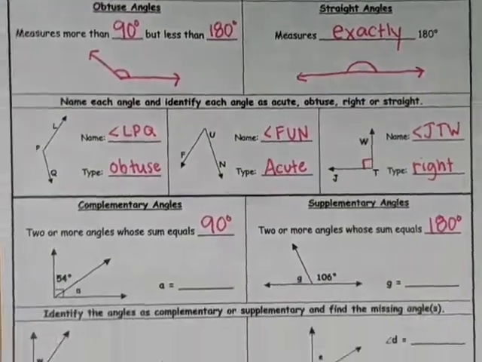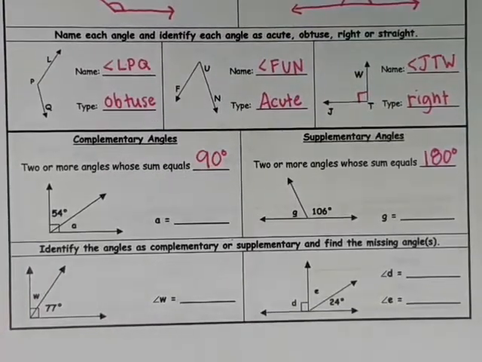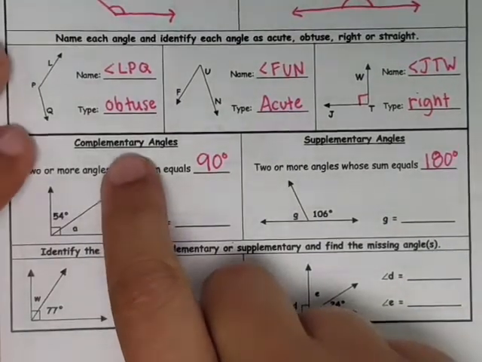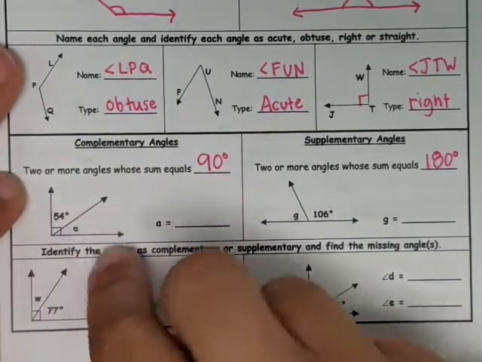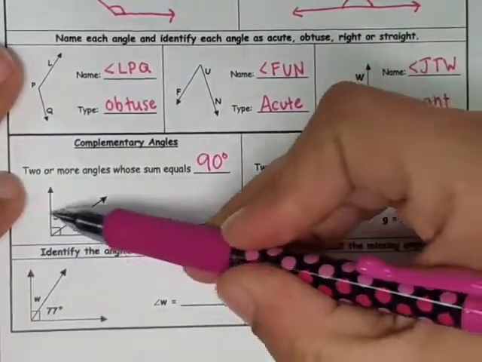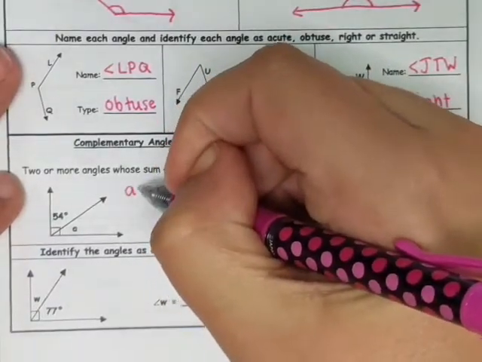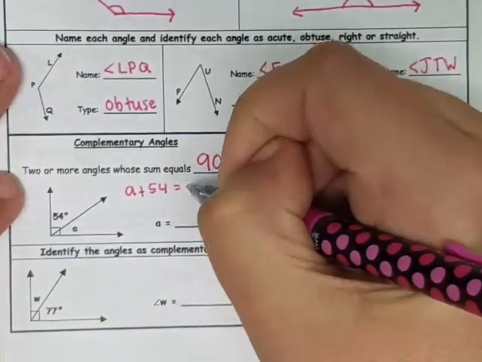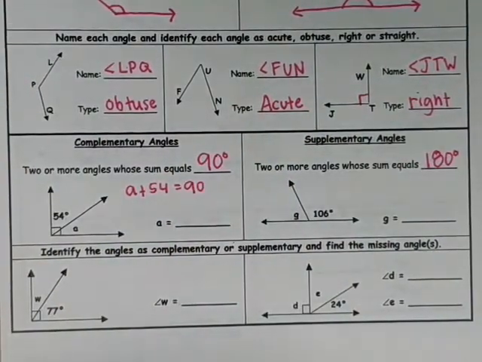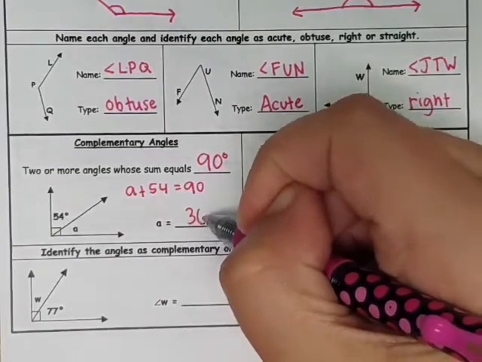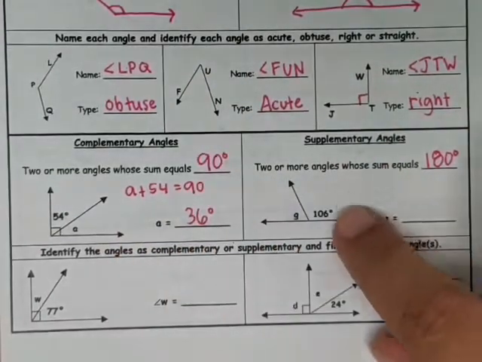Now we're going to talk about angles where there are two or more together, and they have a sum of something. Right here, it's complementary angles. Complementary angles are two or more angles whose sum is 90 degrees. So right here, A plus 54 is equivalent to 90 because these are complementary. Then 90 take away 54, because that's a one-step equation. So 90 minus 54 gives me an angle measure of 36. So A is 36.